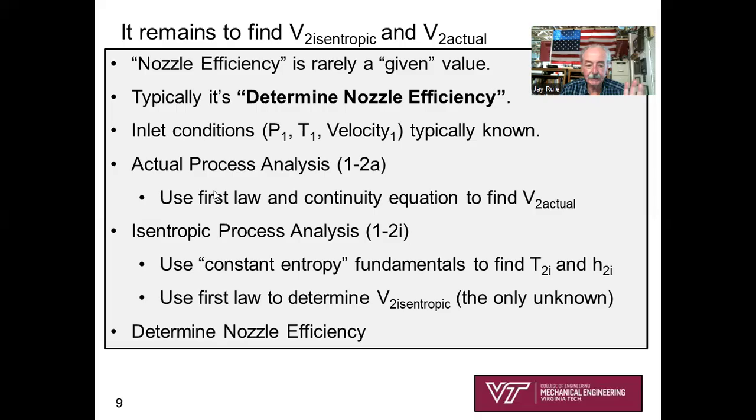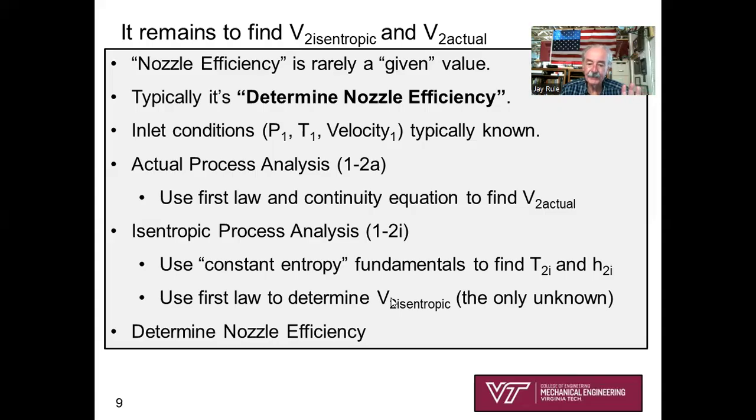You're going to analyze your actual process first, and you're going to solve for V2 actual. Okay. Then you're going to analyze the isentropic process. So you're going to use constant entropy fundamentals, S2I equals S1 and H2I, and the first law to determine V2 isentropic. That's going to be basically the only unknown.